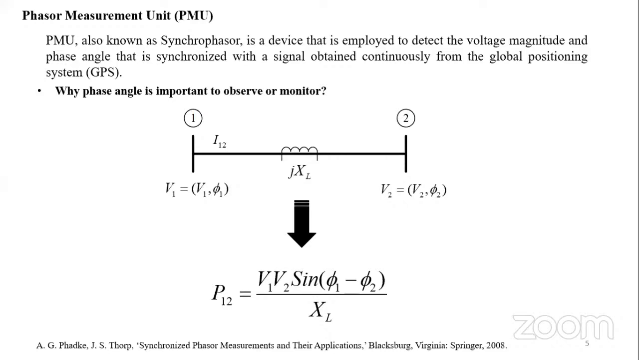As you are seeing in this figure, these are two buses, 1 and 2, and every bus has its own voltage and its own phase angle. As you know, the active power formula is V1 V2 by XL times sine of phi 1 minus phi 2. If phi 1 is equal to phi 2, it means sine 0, and it means there will be no power flow between bus 1 and 2. So that's why this phase angle is very important to observe continuously in a power network.